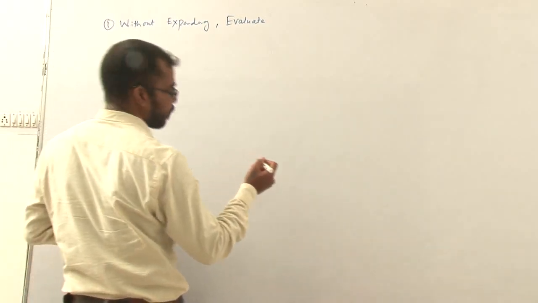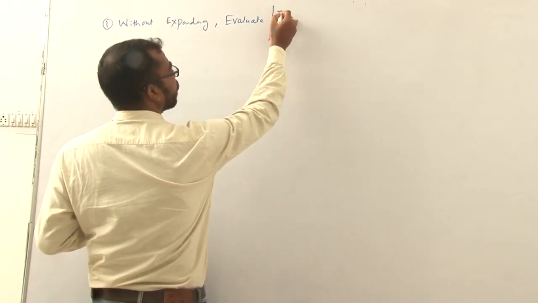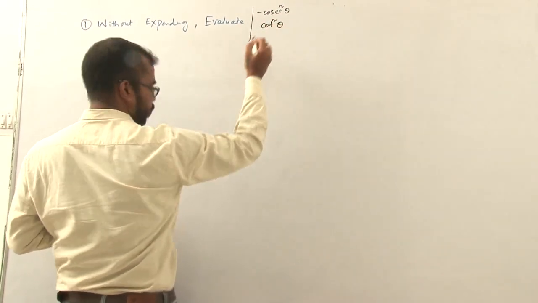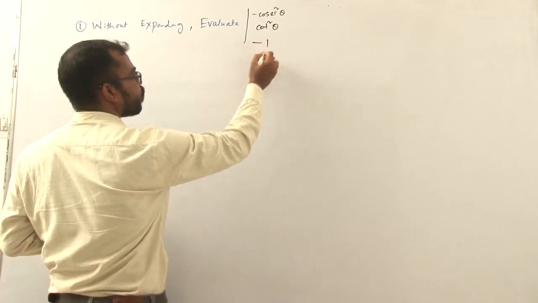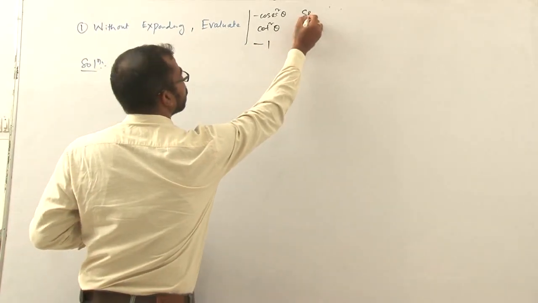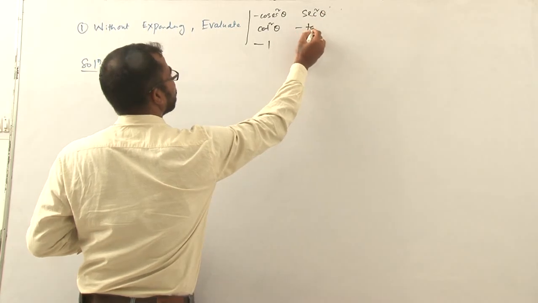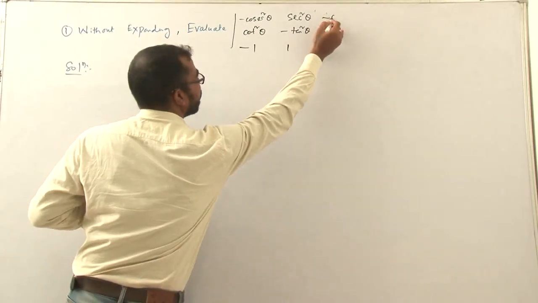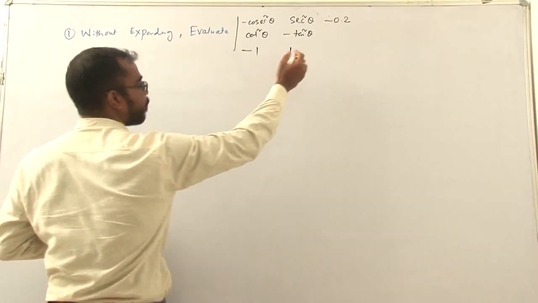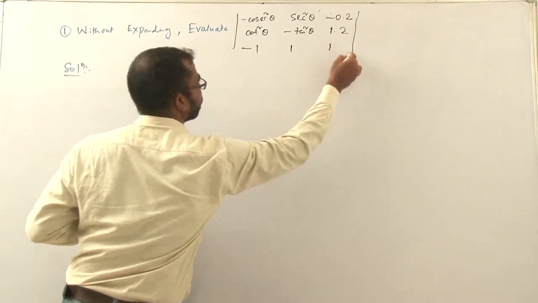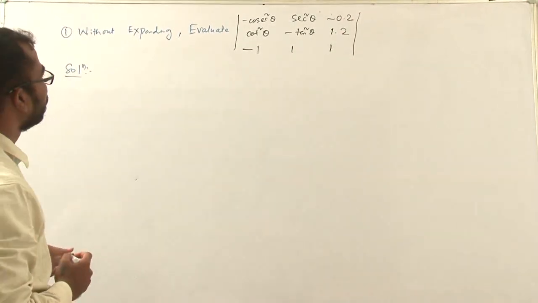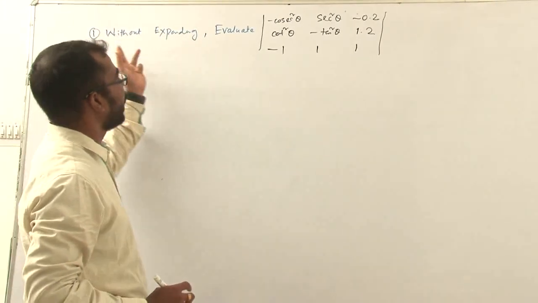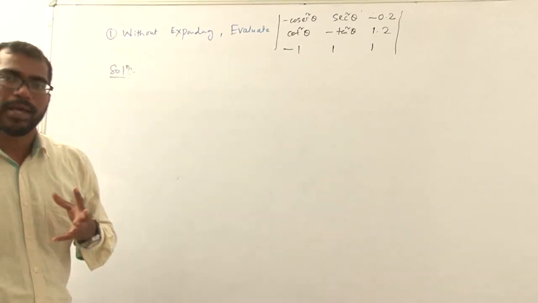So here are other examples: minus cosec square theta, cot square theta, minus 1, sec square theta, minus tan square theta, 1, minus 0.2, 1.2 and 1. So we also evaluate or calculate this without the expanding method. That means we have to apply properties only.